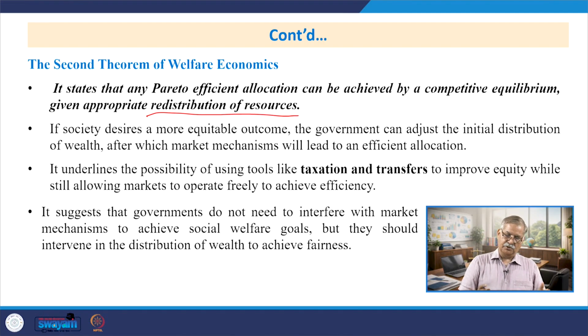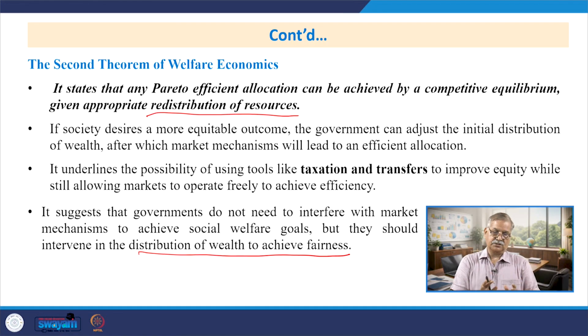It underlies the possibility of using tools like taxation and transfers. Taxation may be progressive taxation. Transfer means transferring money to poor people in the form of direct money transfers, subsidies, etc. That process will improve equity while not intervening directly in the market, and allow the market to operate efficiently through the mechanism of supply and demand. It suggests that governments do not need to interfere with market mechanisms to achieve social welfare goals, but they should intervene in the distribution of wealth to achieve fairness.